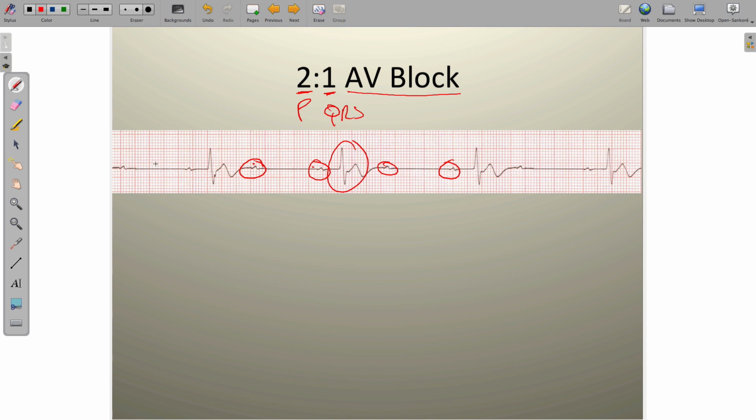All right, so this is a really important distinction because this tells us that we have very little knowledge about what this underlying rhythm actually is. So we're just going to generically call it 2-to-1 AV block. We'll do more of this in class.